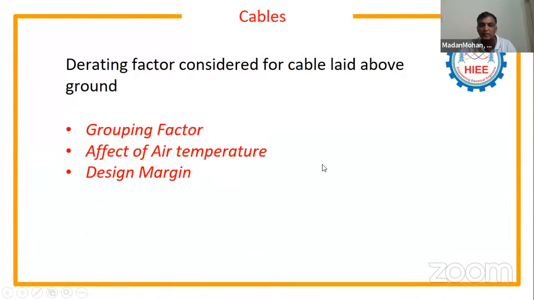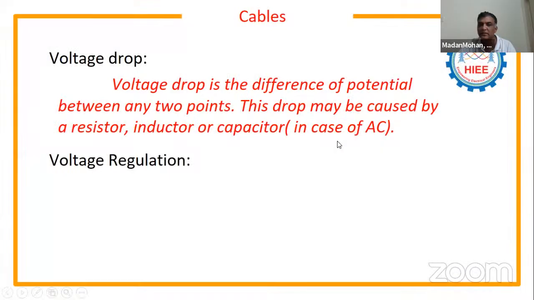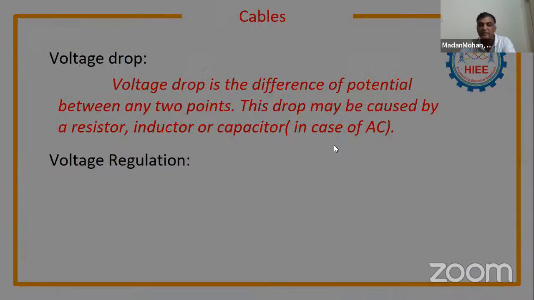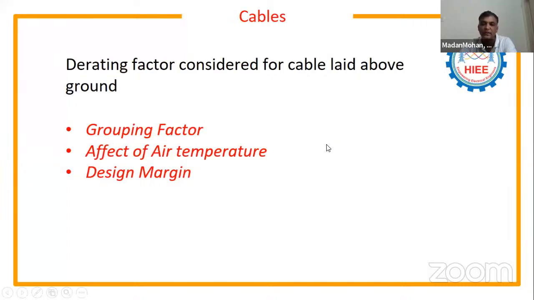So overall, what are the derating factors we are considering for above the ground cables? For above the ground cables, we are considering three factors: group rating factor, effect of air temperature, and design margin. These are the three factors we consider for above the ground cables. And that's how we decide the current carrying capacity of the conductor. Now we have two parameters. For LT outgoing cables, we consider two parameters: current carrying capacity and voltage drop.